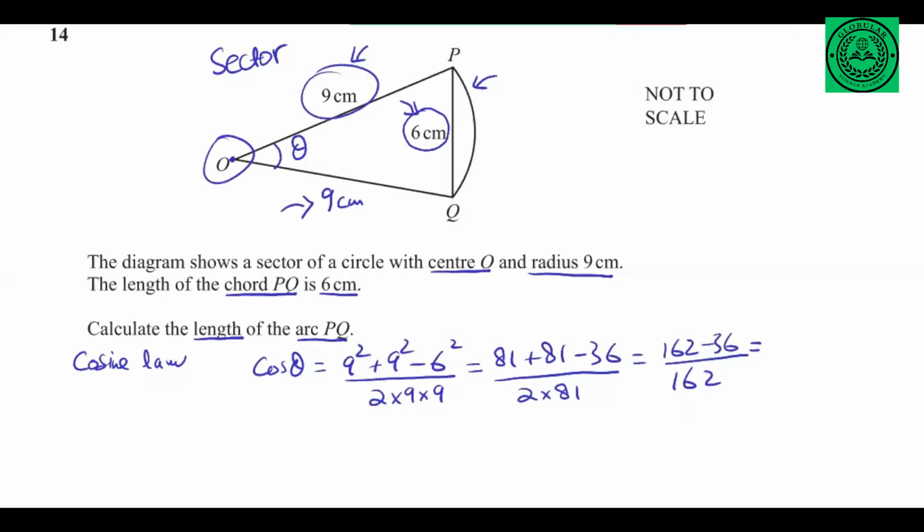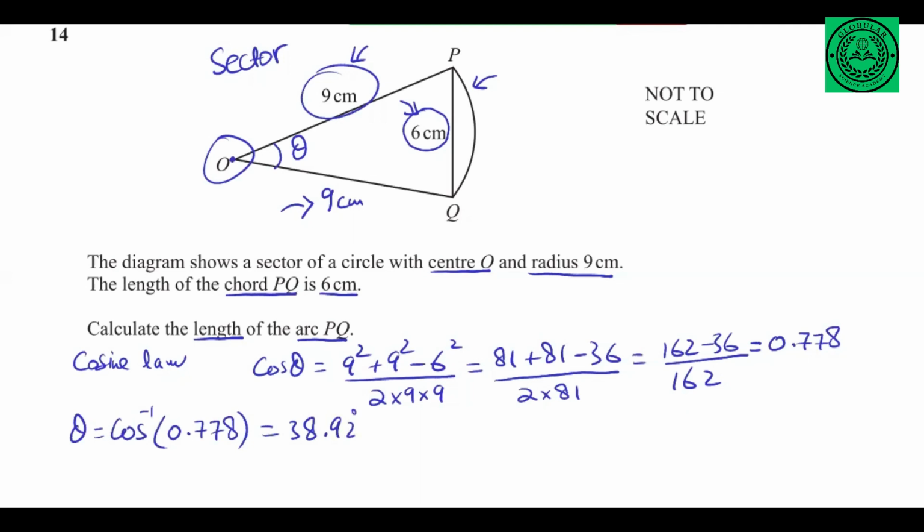So by using the calculator, you can easily calculate this sum, and this turns out to be 0.778. Now, we need to find out theta, so we will take the cos inverse. So theta turns out to be cos inverse of 0.778. Now, by using the calculator, we can easily find out the cos inverse of 0.778, which turns out to be 38.92 degrees. We can write it to 1 decimal place or 2 decimal places, it's up to you.